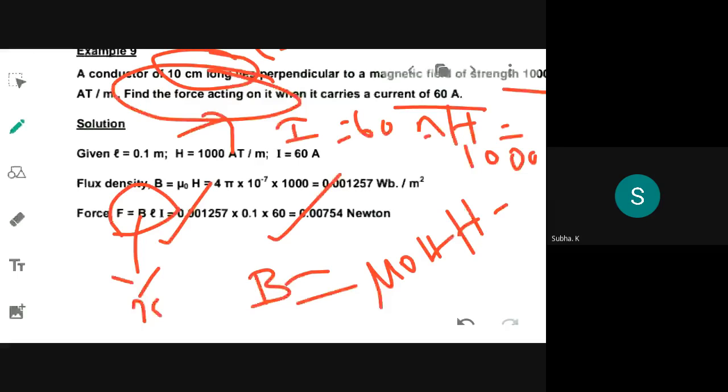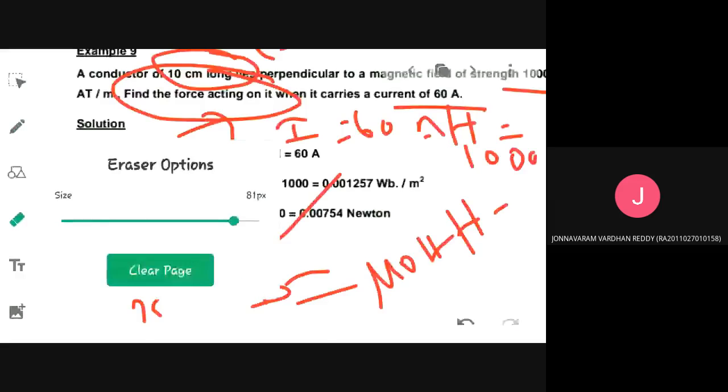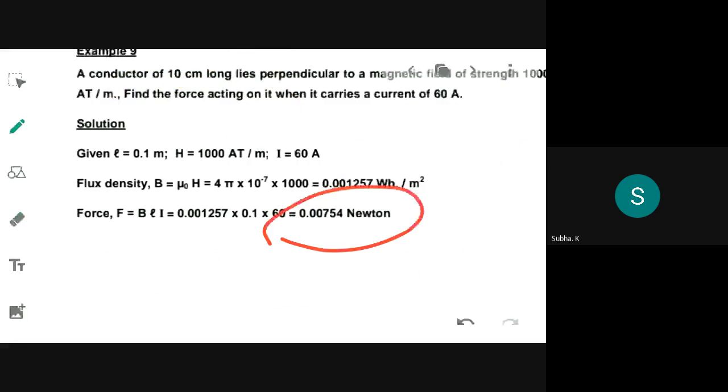So what is the answer that you are getting? 0.00754 Newton. All are getting 0.00754 Newton. Okay.